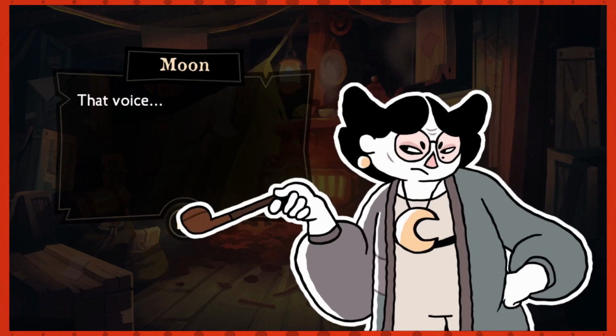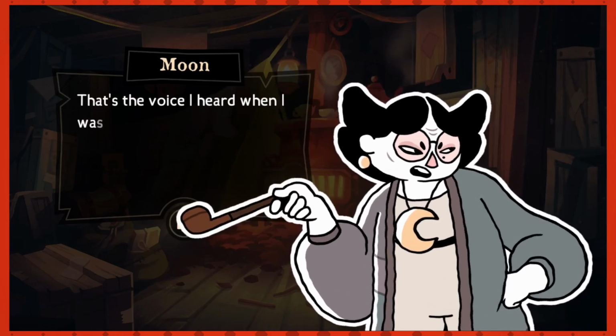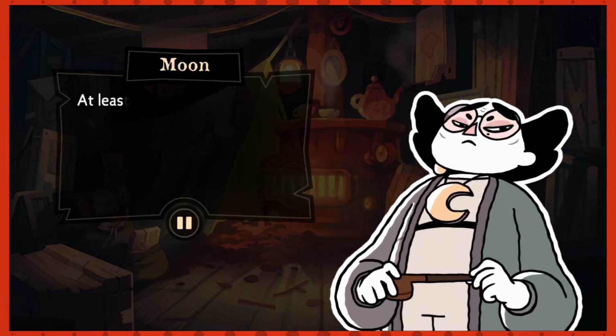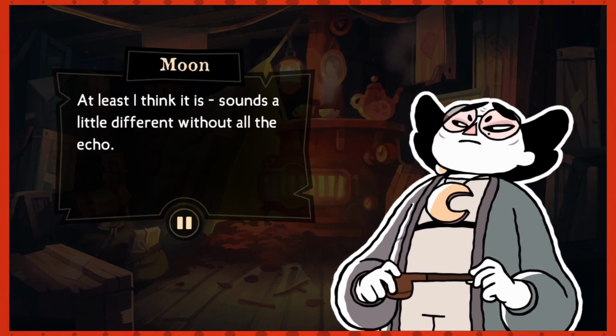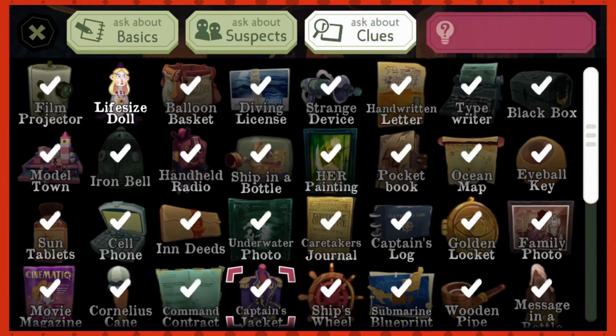That voice. Well, that's the voice I heard when I was down in the bilge. Yep. At least I think it is. Sounds a little different without all the echo. So somebody probably projected that while Mortuga was in the illusion theater with the cauldron and used that as, well, maybe not as a cover, but it definitely has something to do with the murder, because it swings the scythe blade across the throat. We still don't know what they killed him with, but it might have been to mess with him for some reason.